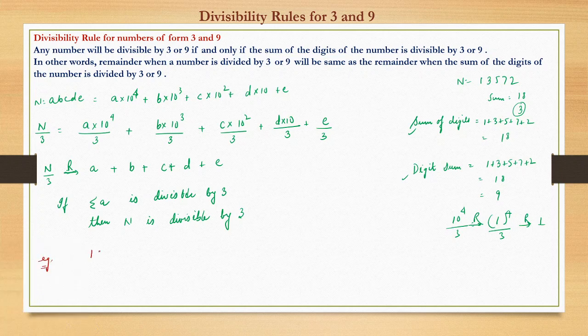For an example, I will take one illustration: 1 5 7 9 6 0 4 3 2 5. So we have to check whether this is divisible by 3 or not. What I do is just add the digits. 1 plus 5 is 6, plus 7 is 13, plus 9 is 22, plus 6 is 28, plus 0 is 28, plus 4 is 32, plus 3 is 35, plus 2 is 37, plus 5 is 42. So 42 is the sum of digits, which is divisible by 3.